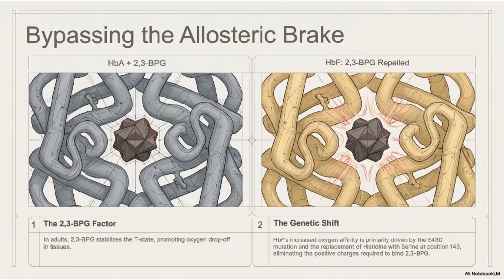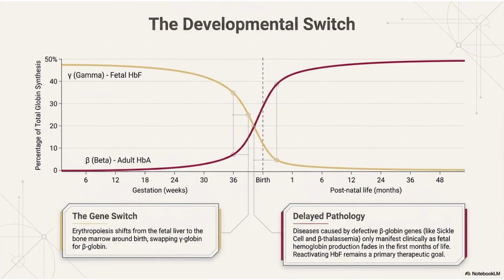Shortly after birth, another remarkable transition begins. One of the most dramatic changes in human physiology occurs during the first several months after birth. So take a look at the graph. Before birth, nearly all hemoglobin production is directed towards gamma globulin producing fetal hemoglobin. But shortly after birth, something remarkable happens. The genes responsible for producing gamma globulin begin shutting down, and at the same time, the genes responsible for producing beta globin become increasingly active.